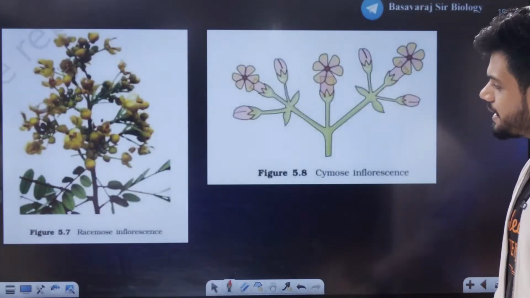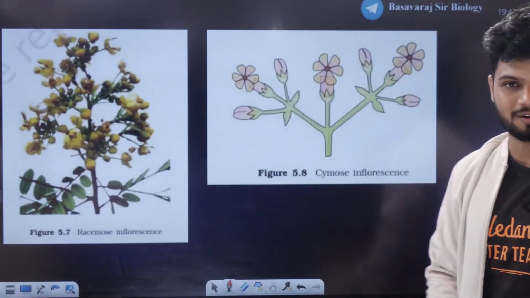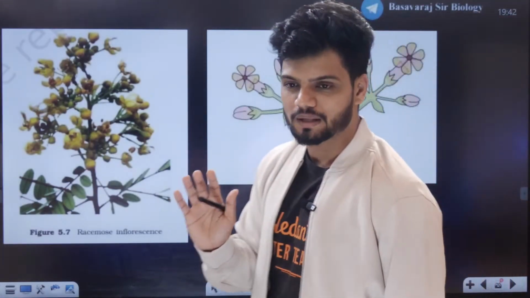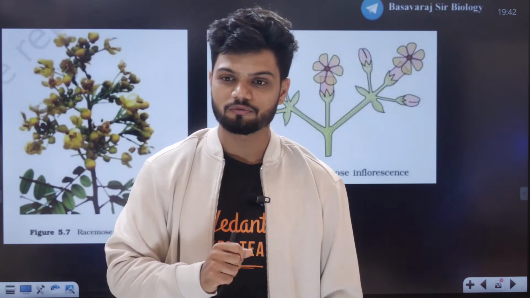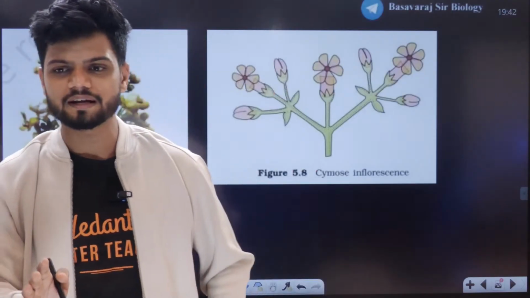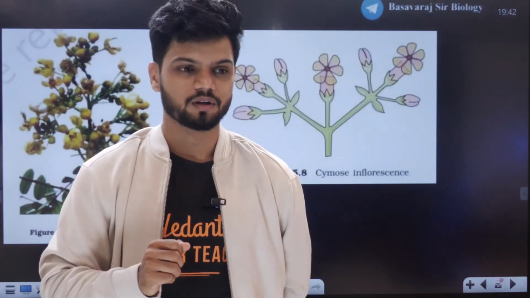Now next are simple examples of racemose inflorescence and cymose inflorescence. Now I'll give you a simple trick here. All of you know what a running race is. All of you have tried a running race in your school, a 100 meter race. Now I'll give you a small scenario.